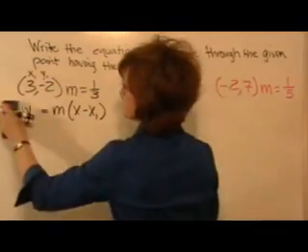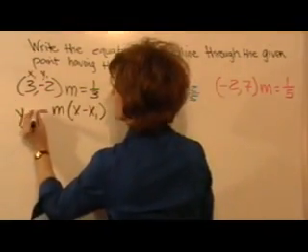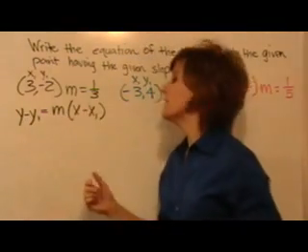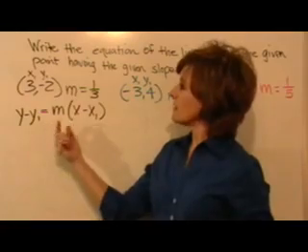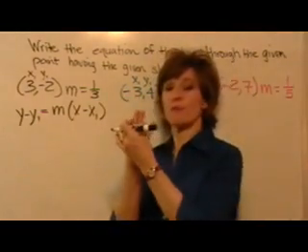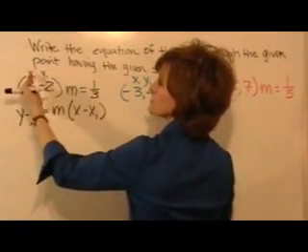I'm going to bring this in just a bit. Make sure that you can see it. This is y minus y1 equals m(x minus x1). Now, this is the point slope formula, and we have places for a point and a slope. So what I've done is I've labeled the point x1, y1.